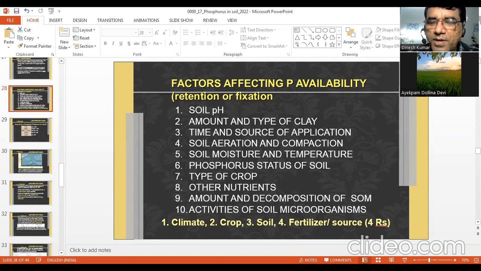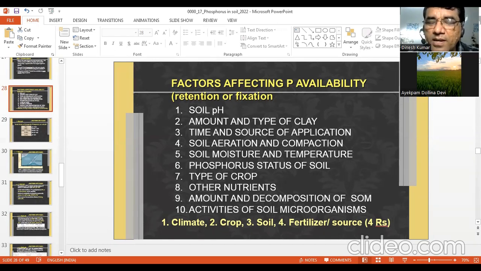So overall, these factors can be grouped into factors like climate. Climate may be your vegetation, maybe your temperature or rainfall. They will affect the availability of phosphorus. Similarly, crop characteristics, crop variety. Some crops are efficient users of phosphorus, some are not. Similarly, varieties.